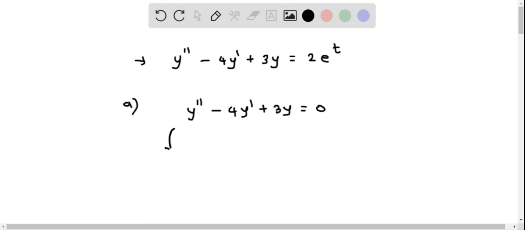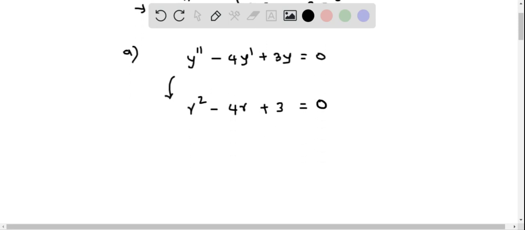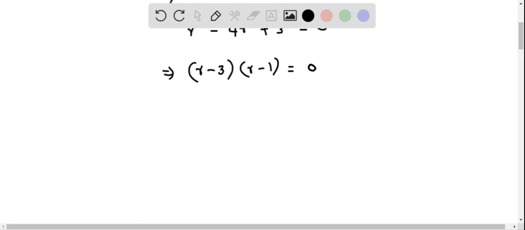And so we can write down the auxiliary equation by replacing y double prime by r squared and replacing y prime by r. So this will become r squared minus 4r plus 3, and this equals 0. Let's solve this equation. This one is a quadratic equation in r. So we can write it in factor form, that is (r minus 3) times (r minus 1) equals 0. Because the product of negative 3 and negative 1 is positive 3, and when you sum up negative 3 and negative 1, we have negative 4. So these factors are perfect.